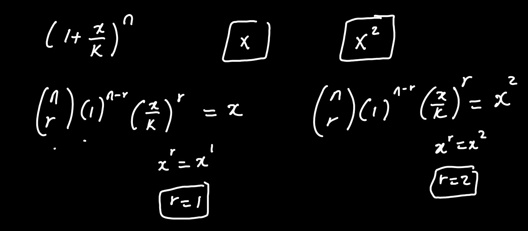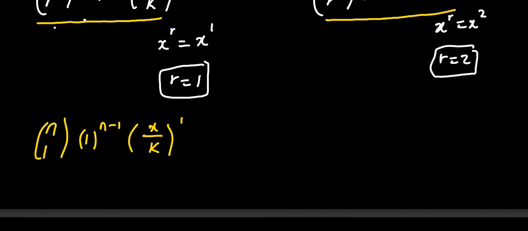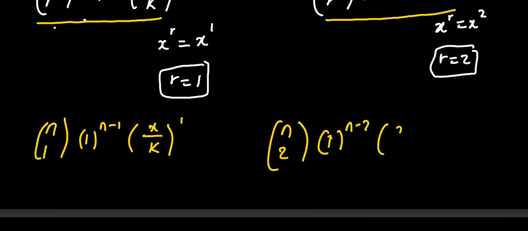Then from here, we go back and replace wherever there's r in these two expressions with the numbers we got. So we'll have n choose 1, then 1 to the power n minus 1, then x over k to the power 1. And on this side, we have n choose 2, then 1 to the power n minus 2, then x over k to the power 2.